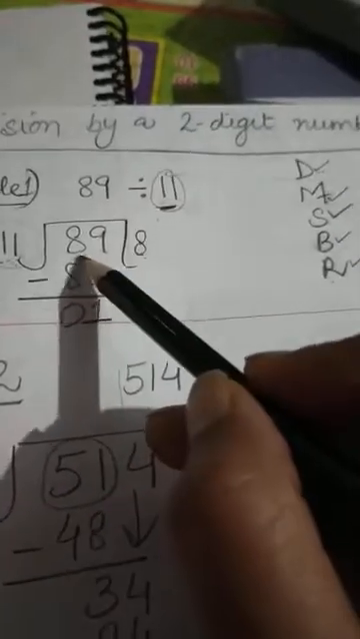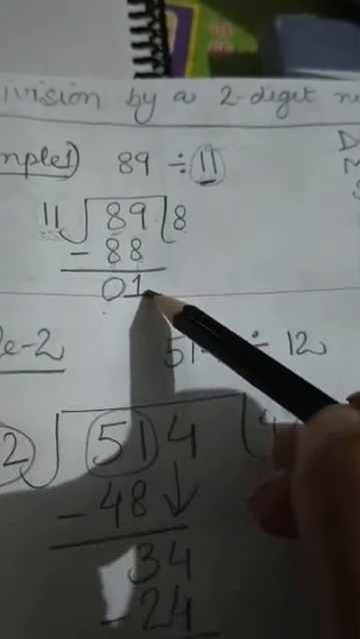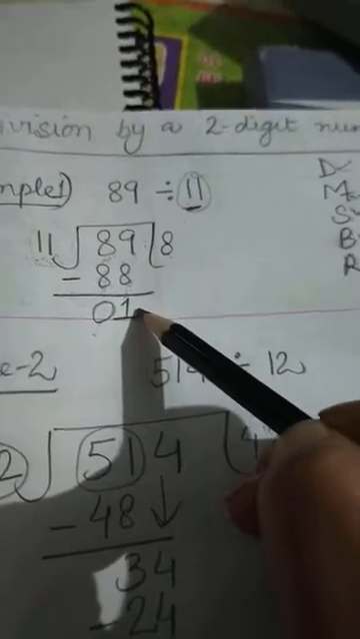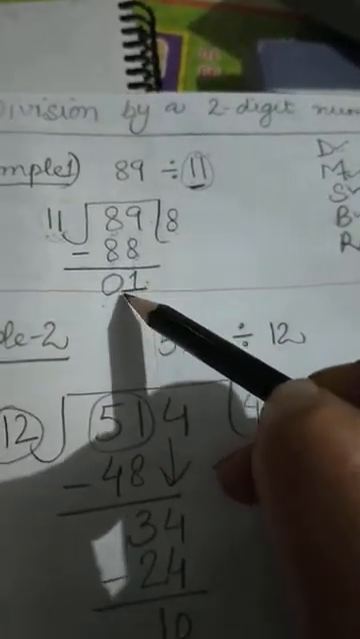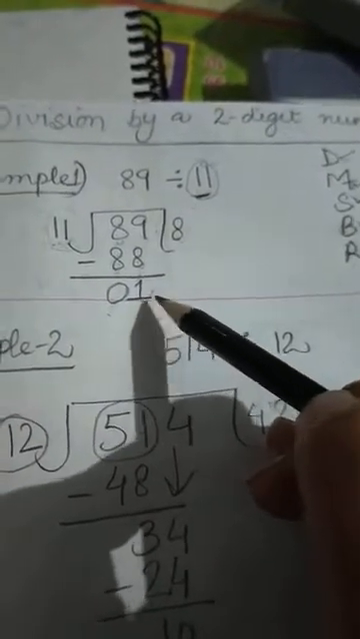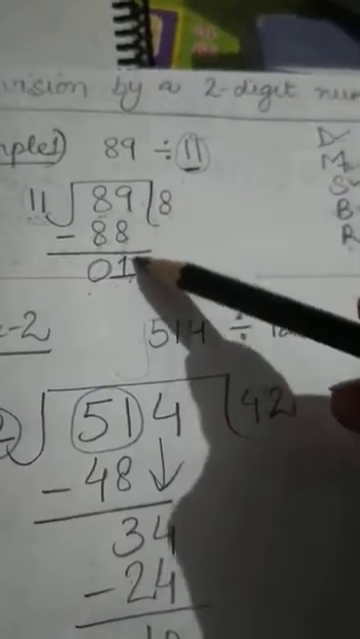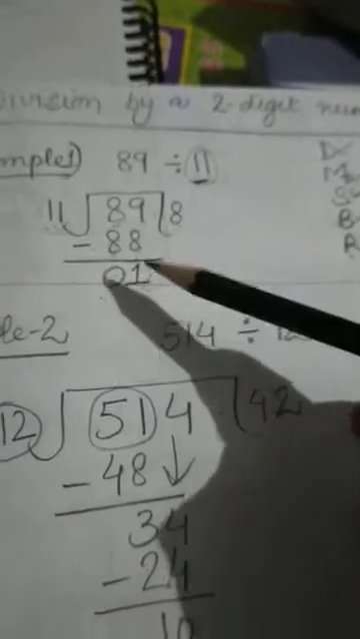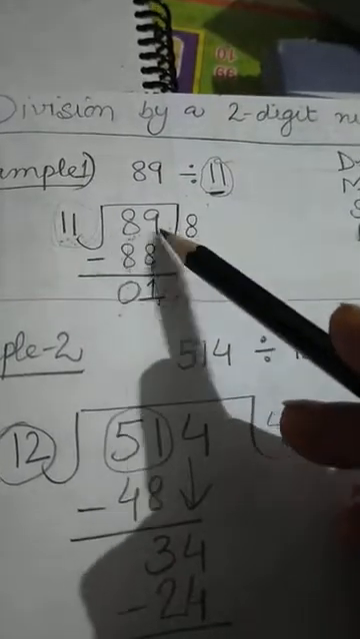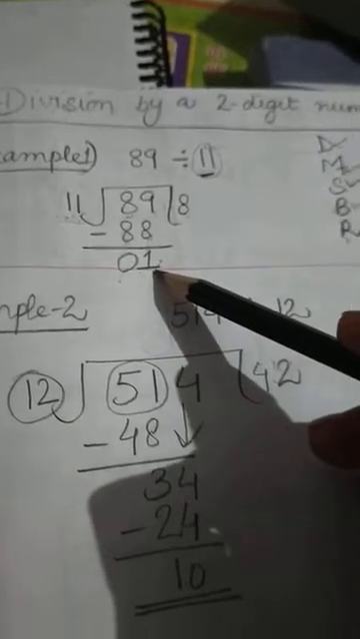Bring down means after 89, if any more digit is there, we will write it next to 1. But here you can see there is no digit after 89, so we cannot bring any digit down. So here there will be only 1. 1 is the remainder here, and R means repeat. Here we cannot repeat because there is no digit to bring down. So here what we got? When we divided 89 by 11, we got 8 as the quotient and 1 as the remainder.